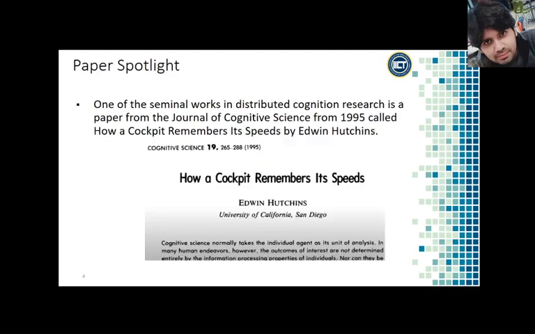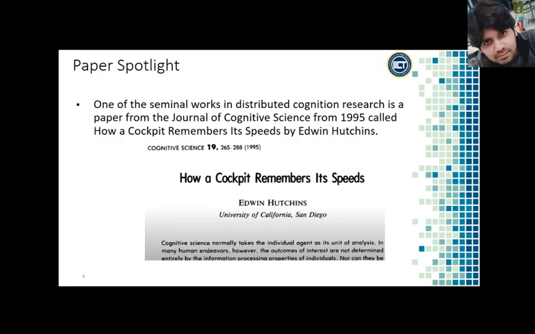Now, one of the seminal works in distributed cognition research is a paper from the journal Cognitive Science from 1995 called How a Cockpit Remembers Its Speeds by Edwin Hutchins. You might recognize Edwin Hutchins' name from our lecture on direct manipulation and invisible interfaces. He was one of the co-authors there as well, along with Don Norman.